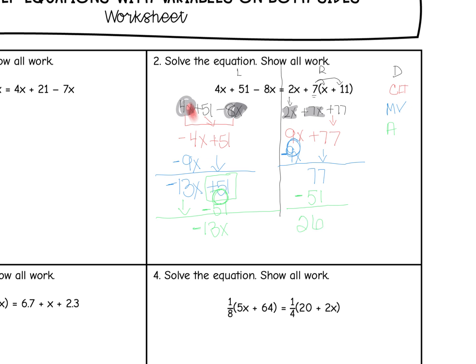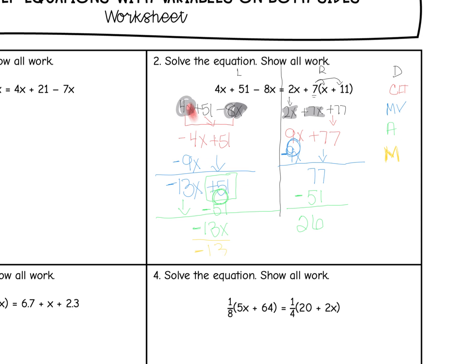Okay. I'm not done yet because I need to solve for x, and I've solved for negative 13 of them. So my last step is multiply or divide. Looking here, negative 13 has attached itself to the x. That's to say negative 13 times x. So I need to get x by itself, so I'm going to divide by negative 13.